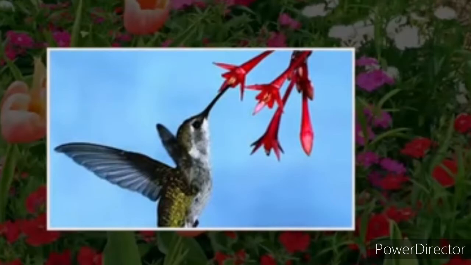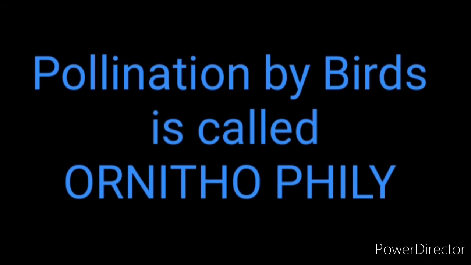The flowers of biotic pollinated plants are specifically adapted for a particular species. So bird-pollinated flowers have long tube-like structures and are also brightly colored, and the tube-like structure contains the nectar, so that the birds are attracted and suck the nectar from it. The pollination by birds is called ornithophily.